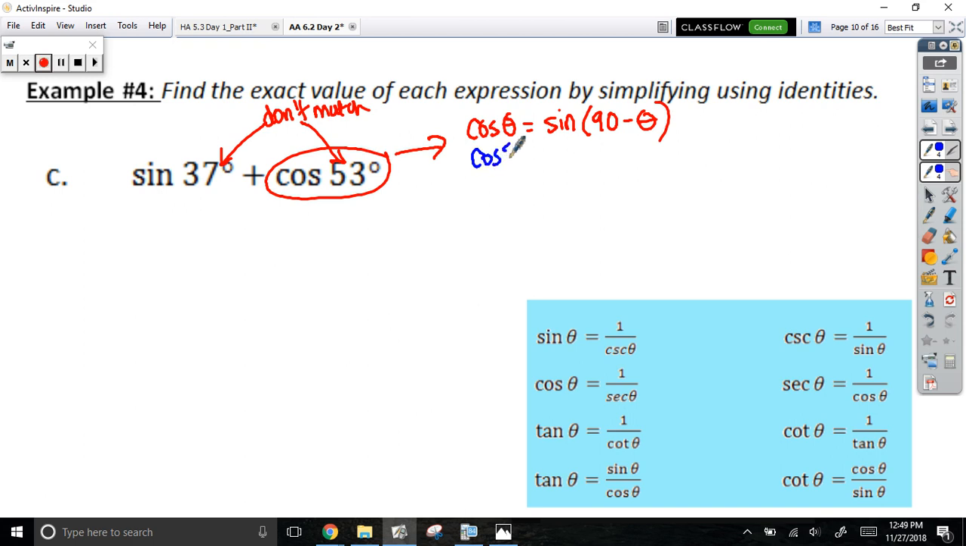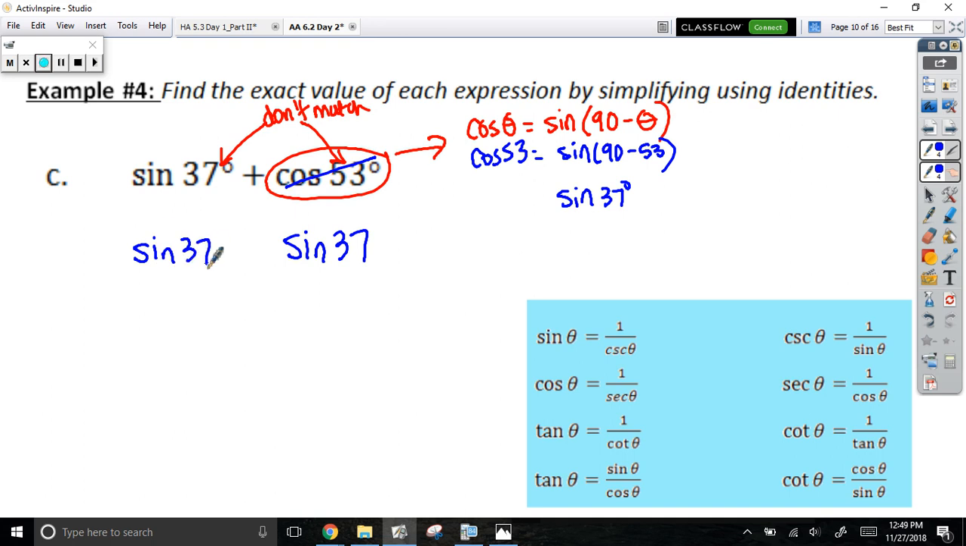So cosine of 53 will be equal to sine of 90 minus 53. 90 minus 53 is 37. Weird how they match. So we're going to get rid of this and replace it with the equivalent value, sine 37. Now the other one, we want to leave it alone because it looks a lot like what we have here.